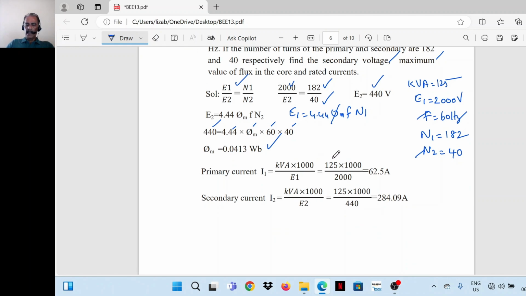Now primary current is kVA into 1000 divided by E1. E1 I1 is equal to E2 I2 is equal to kVA into 1000 volt ampere. So kVA into 1000 divided by E1 is equal to 125,000 divided by E1, which is 2000. So we will get 62.5 ampere. Secondary current is kVA into 1000 divided by E2, that is 284.09 ampere.